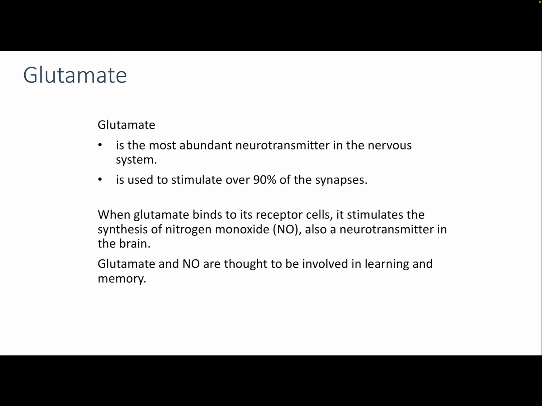Glutamate, this is the most abundant neurotransmitter. This is used to stimulate most of the synapses. This one is just basically like go, go, go. It tells the next synapse, send your message, send the message. This one has a lot of implications in memory and learning. When glutamate binds to the receptor, it stimulates the synthesis of nitrogen monoxide. It's also a neurotransmitter, so it kind of indirectly or directly releases another neurotransmitter, nitrogen monoxide. So they're kind of linked together.